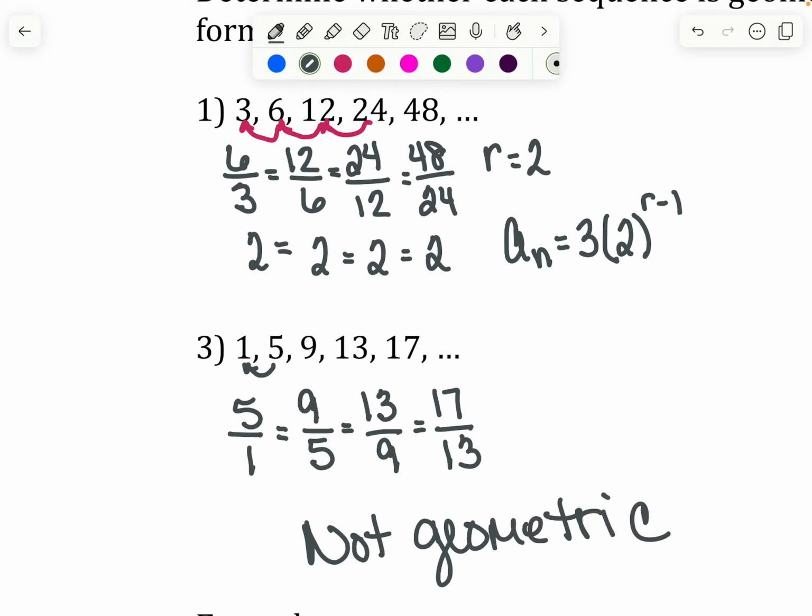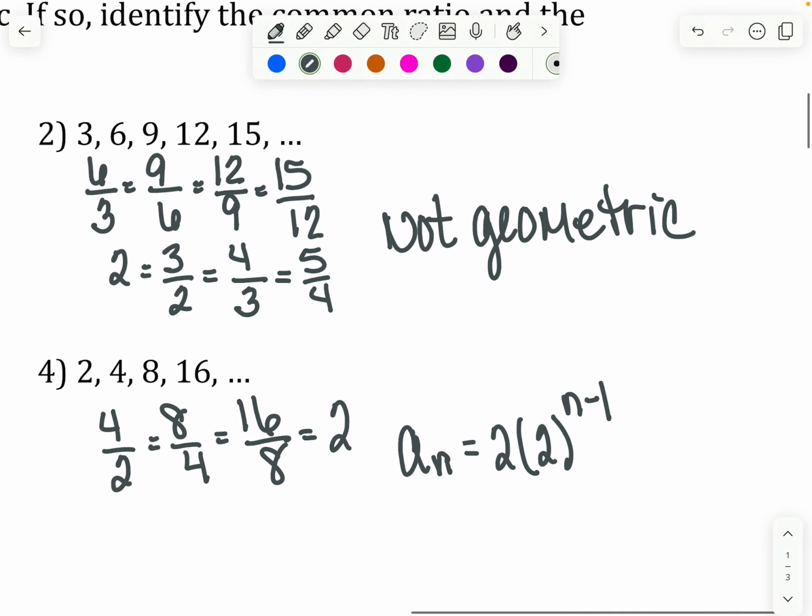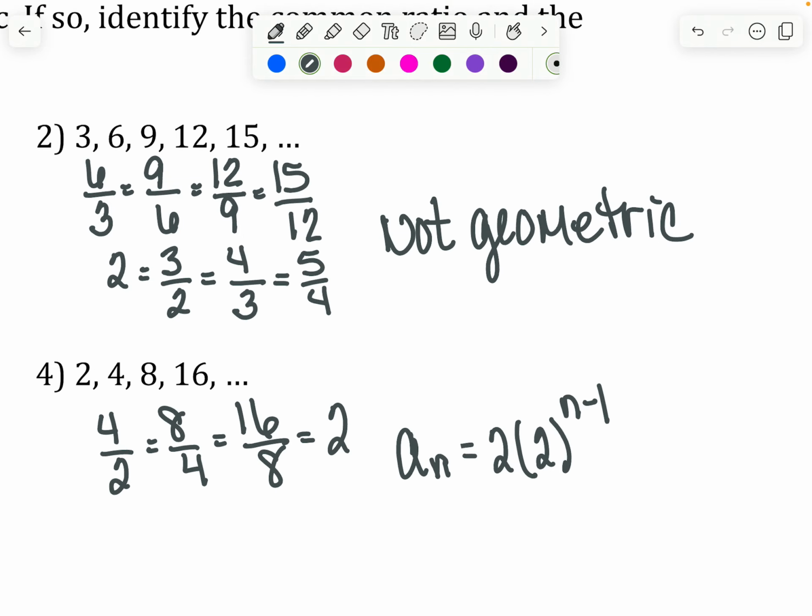All right, why don't you pause the video and try problems 2 and 4 on your own. All right, let's see what you came up with. I came up with that number 2 is not geometric. They don't reduce to the same fraction or the same number. But in 4, it does. They all reduce to 2. So our equation would be a sub n equals 2 times 2 to the n minus 1. Could we write this as just 2 to the n? And the answer is yes.